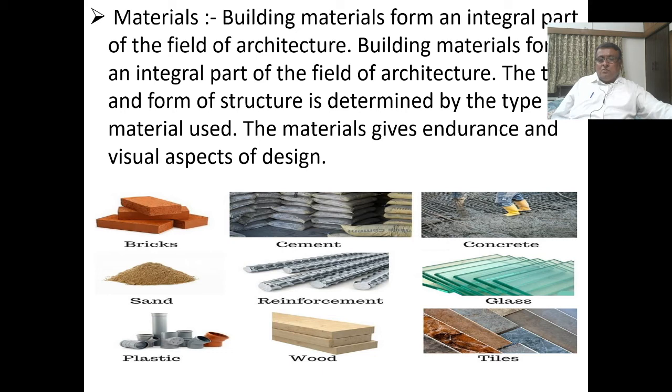Whether you are using steel, cement, concrete, glass, tiles, wood, plastic items, aluminum items, sand, bricks, there are n numbers of items in the building industry. So the type and form of the structure is determined by the type of the material used. The material gives endurance and visual aspect of the design. Good material gives very good endurance, and it gives a good visual aspect of the design.